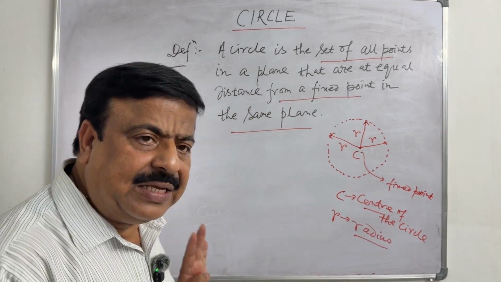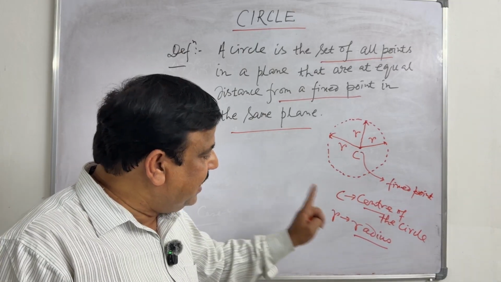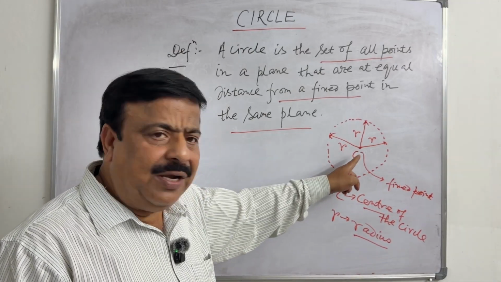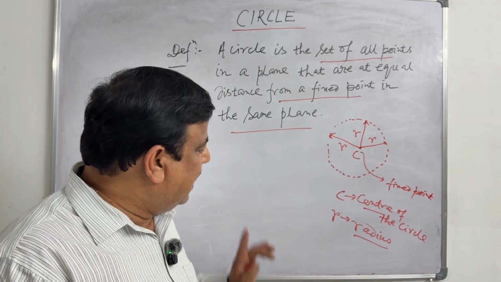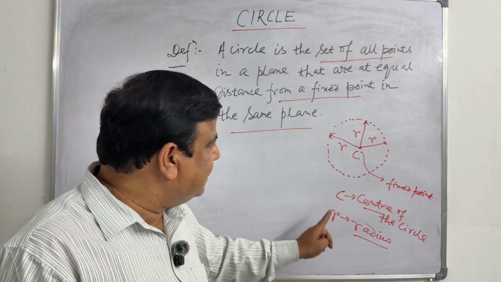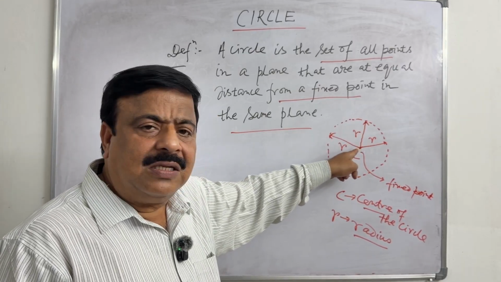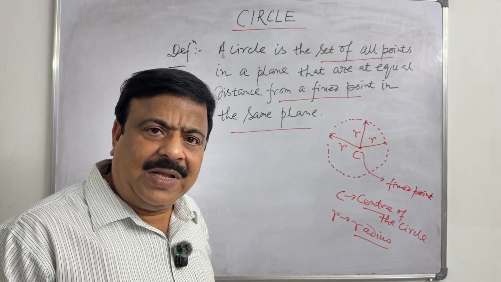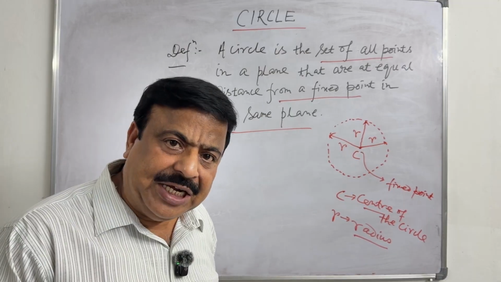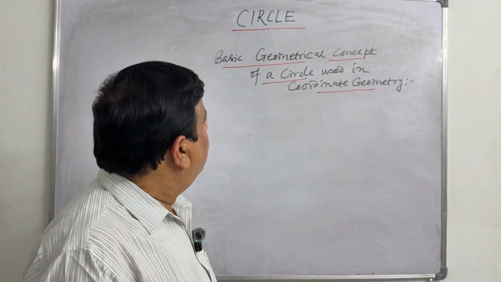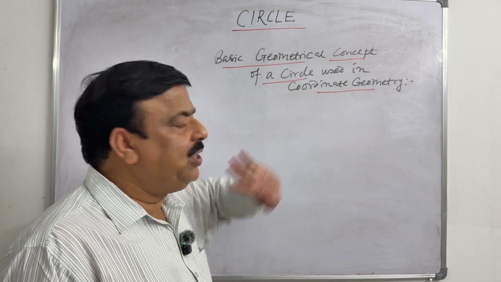So in any circle there are two important terms. One is the center of the circle, that is the fixed point around which a point is moving on the same plane, and another is the radius, that is the distance of the moving point from the center. Okay? Clear? चलते हैं कुछ basic geometrical insight में about a circle. Now we learn some basic geometrical concepts of a circle used in coordinate geometry.